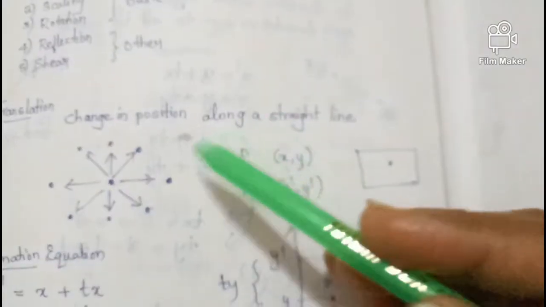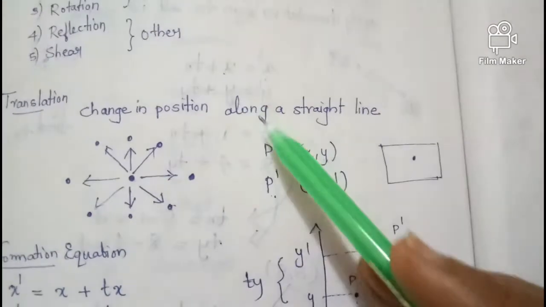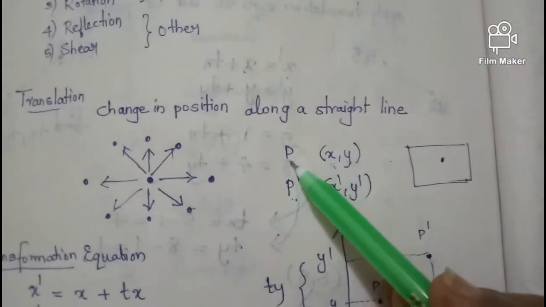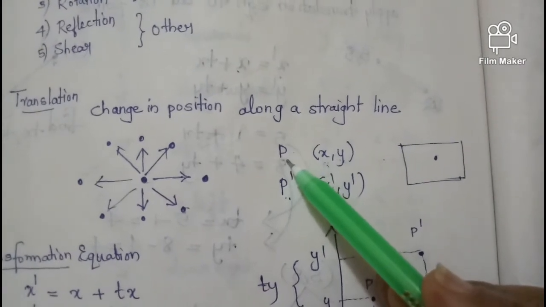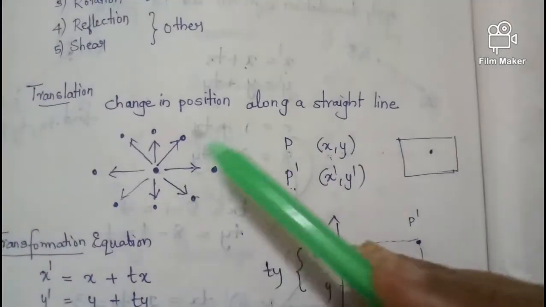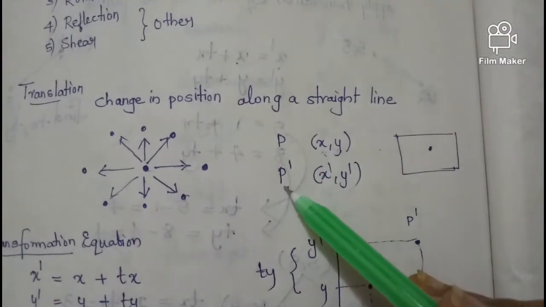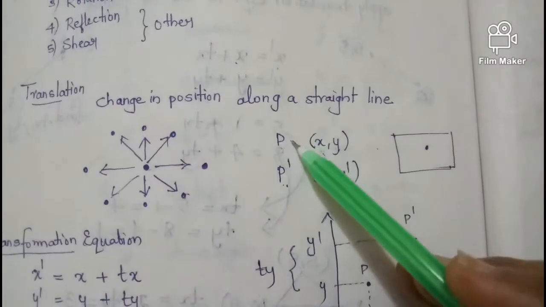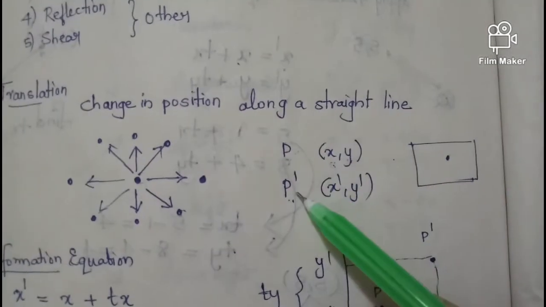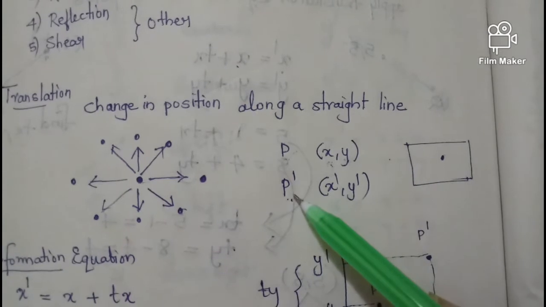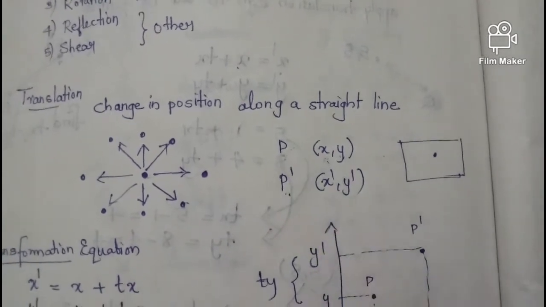Now, let the original position of the object be represented as point P. That is, initially the object is at position P, and let the new position after translation be at P dash. So this is the original position represented using P, and this is the new position which is obtained after translation, and it is represented as P dash.